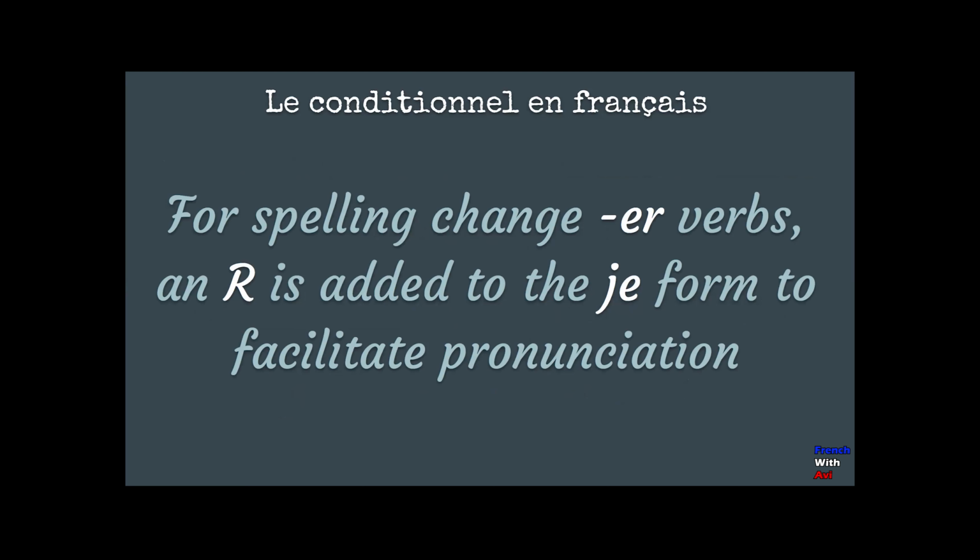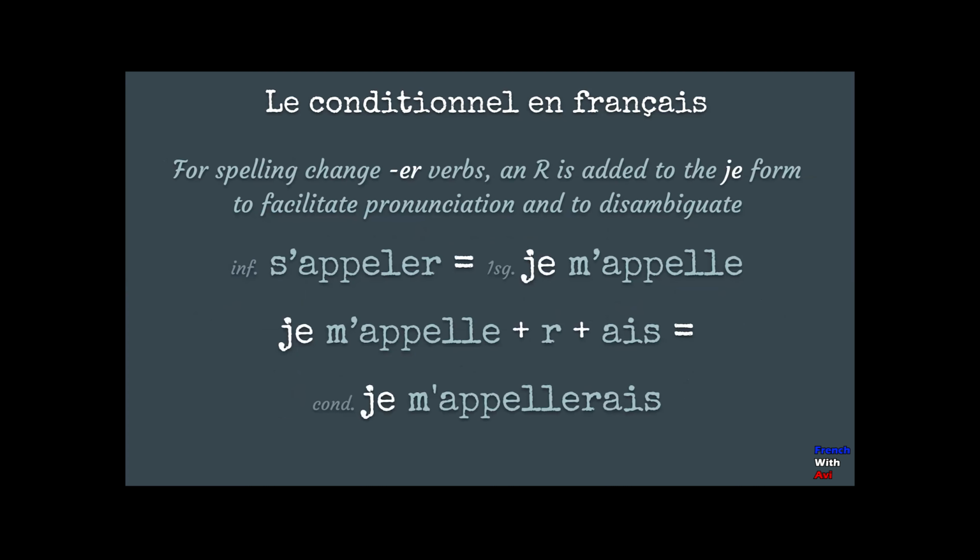For the ER verbs with spelling changes, an R sound is added to the je form to facilitate pronunciation. For an example of that, we have the verb s'appeler, to call oneself. The infinitive s'appeler, first person singular, je m'appelle. To je m'appelle, we add re and ais, rendering the conditional je m'appellerais. Just rolls off the tongue. Je m'appellerais.